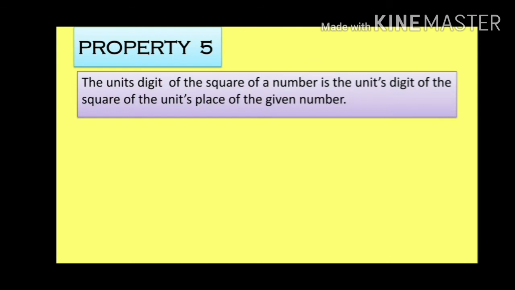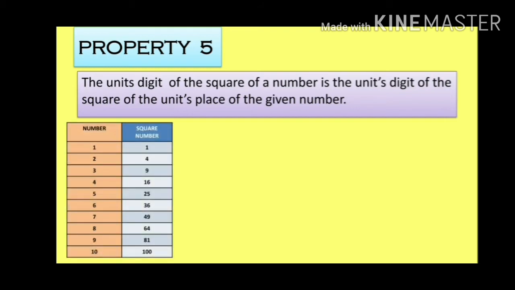Next, property 5. This states that the units digit of the square of a number is the units digit of the square of the units place of the given number. So whatever the given number, if you square its units place, the same thing will be the unit digit of the square number also. Let's consider this list. Suppose we take two numbers like 3 and 7. The square of 3 is 9 and the square of 7 is 49. So both of them end with 9 only.